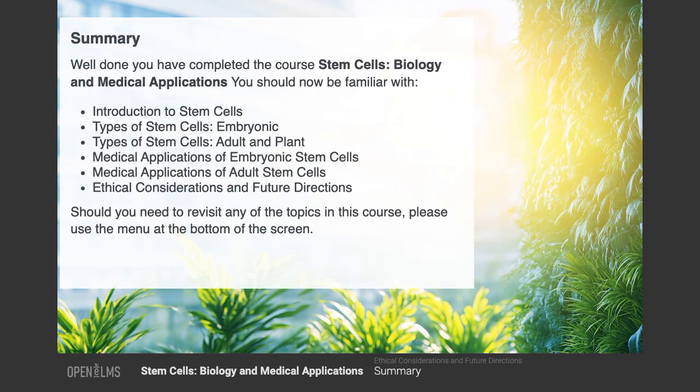Summary. Well done. You have completed the course Stem Cells, Biology and Medical Applications. You should now be familiar with Introduction to Stem Cells, Types of Stem Cells Embryonic, Types of Stem Cells Adult and Plant, Medical Applications of Embryonic Stem Cells, Medical Applications of Adult Stem Cells, Ethical Considerations and Future Directions. Should you need to revisit any of the topics in this course, please use the menu at the bottom of the screen.